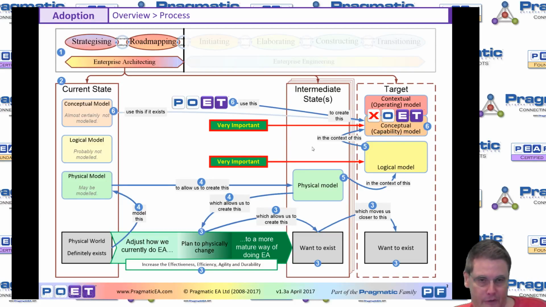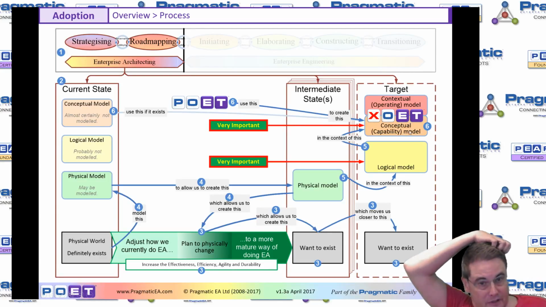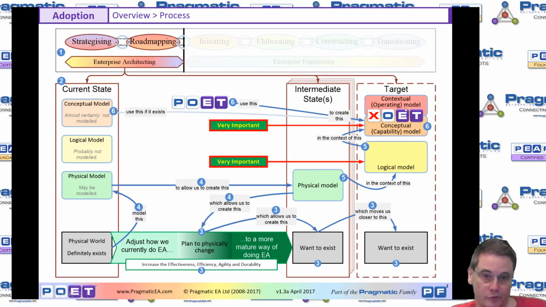Well, that's where POET and PEAF come in. POET is the pragmatic operating model for enterprise transformation. So whilst it's an operating model and a conceptual model for enterprise transformation, part of enterprise transformation is how to do enterprise architecture, and therefore it covers the enterprise architecture domain as well. So POET covers this entire domain, the whole of the transformation domain. An operating model and a capability conceptual model should be at a higher level than the domain we're actually looking at, if it's any good.